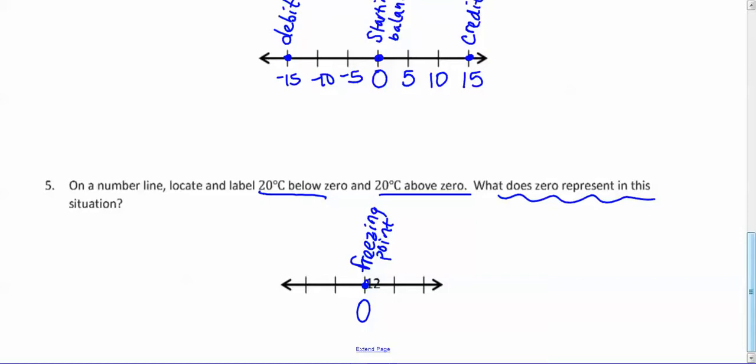So negative 20, I'm going to count by tens here. So negative 10, negative 20. Negative 20 would be right there. This would be 10, this would be 20. And there you go. Nothing terribly complicated. So if you need more time, just raise your hand. I'm sure the substitute will pause this for you. All right, we're moving on.